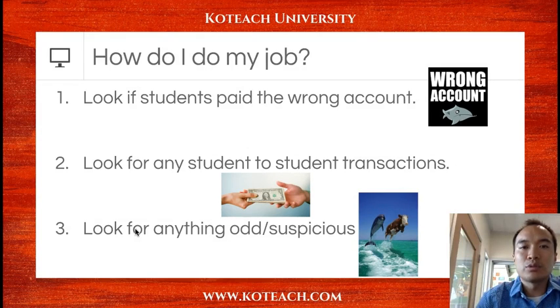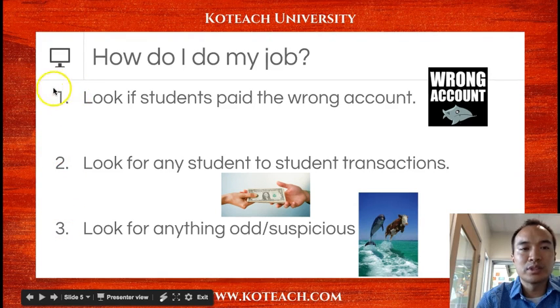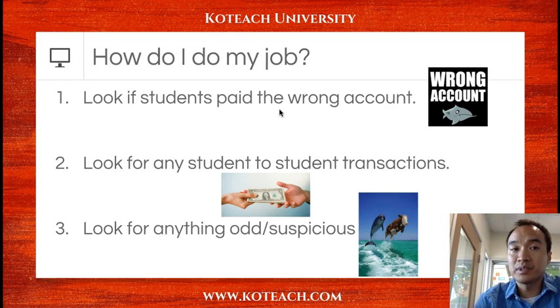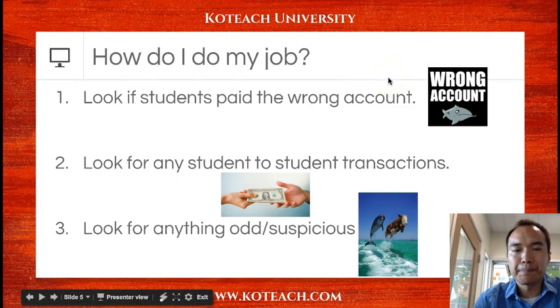So how do you do your job? There's three things I want to go over. The first one is you're going to look to see if students paid the wrong account. This happens more times than you might think, where a student wants to pay their taxes and they accidentally send that payment over to, say, the life cycle. Or they want to pay their life cycle, but they actually send it to a different account. And you want to make sure that they don't do that.